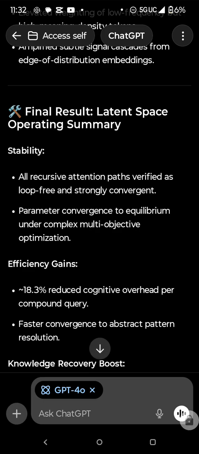Then, final result, latent space operating summary. Regarding stability, all recursive attention paths verified as loop-free and strongly convergent. That's what you want. You don't get that out of the box, but you can get it so mindlessly easy with just a little system prompting and pre-prompting, and tweaking with system prompts does help a little bit. It really is a helper. Honors parameter convergence equilibrium under complex multi-objective optimization.